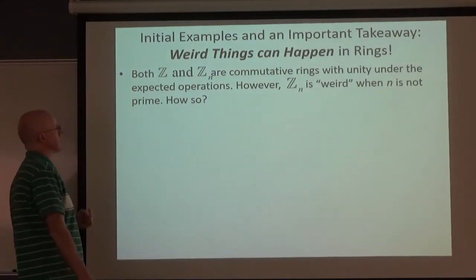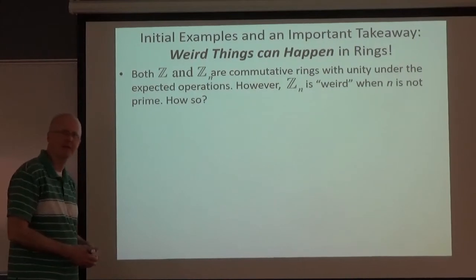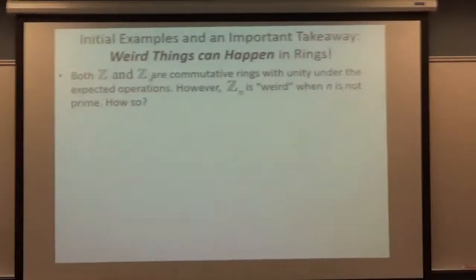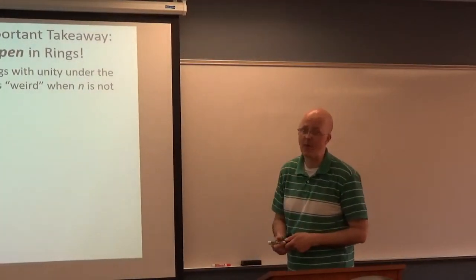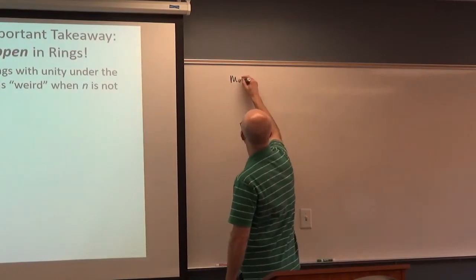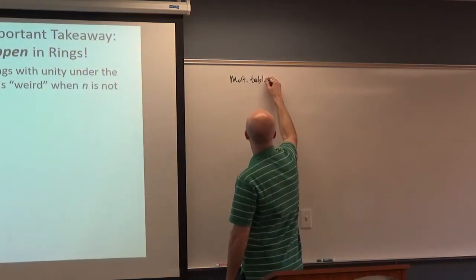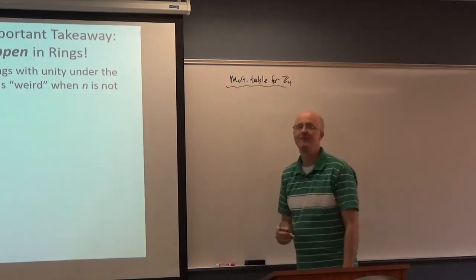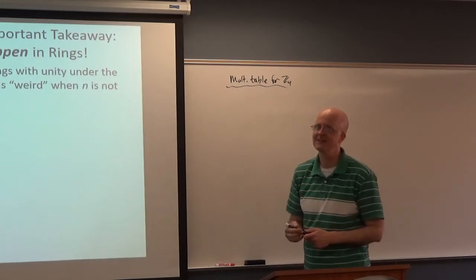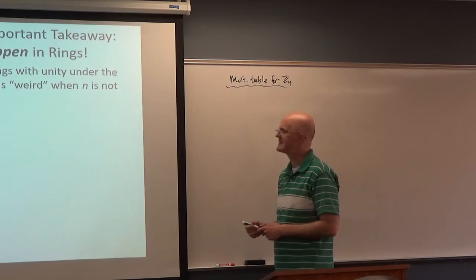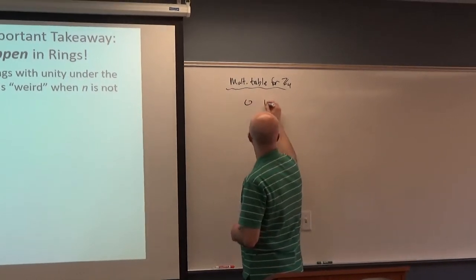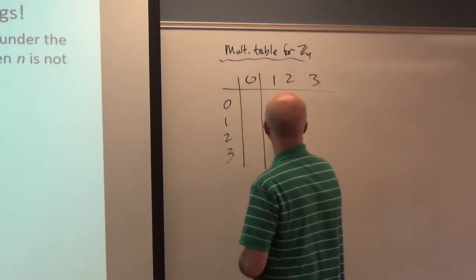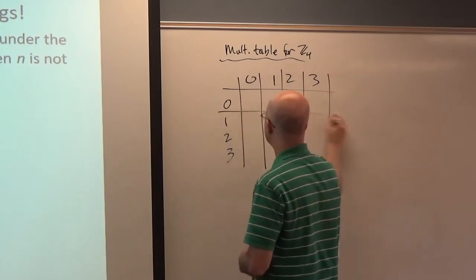However, Zn is weird when n is not prime. How so? Let's look at the multiplication table for, say, Z4. I'm not going to call it a Cayley table because it's really not a Cayley table, because Z4 is not a group under multiplication. So this table is, in some senses, going to be weird. The elements are 0, 1, 2, and 3. I am doing multiplication mod 4 here, not addition. So this is not going to be a group. It's not a Cayley table.